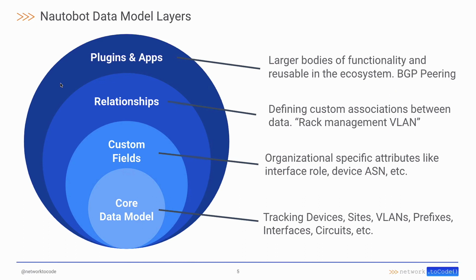So say we've got racks, and in our network design, we need to know what the management VLAN is that's typically associated with that rack. With relationships, we can do that. We can create a custom relationship between the VLAN model and the rack model, and we can tie that association.